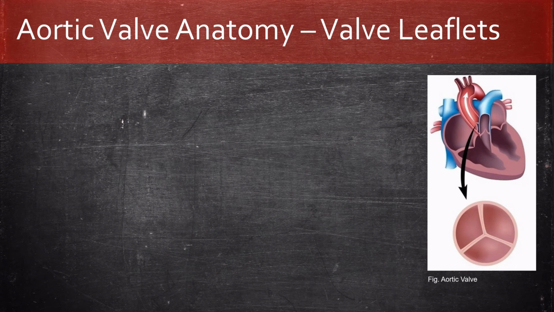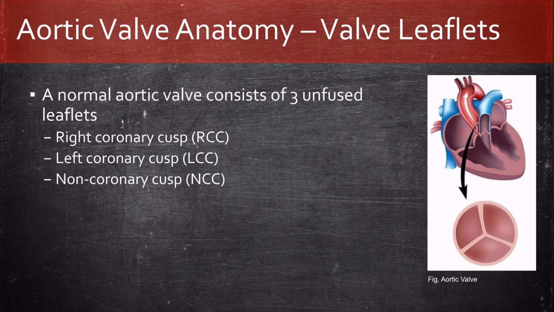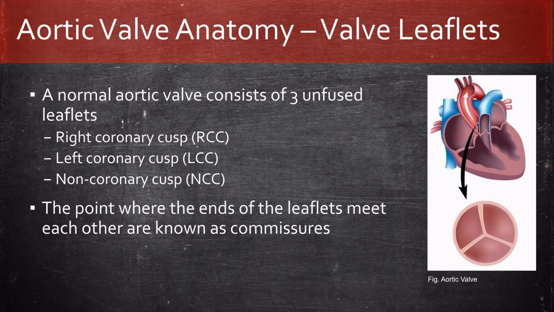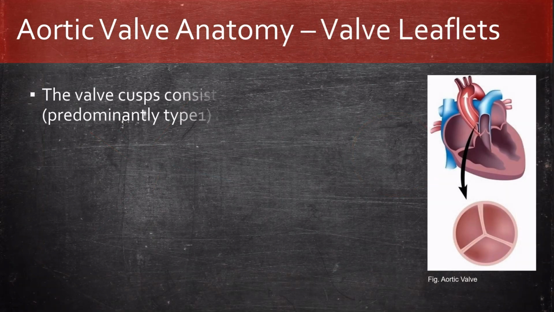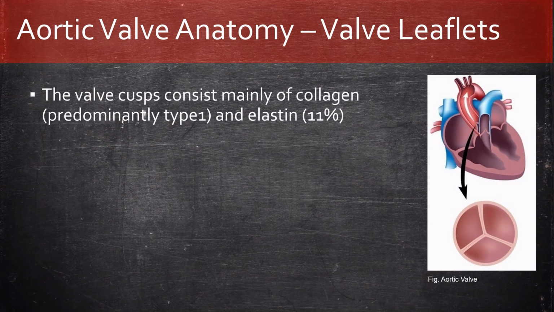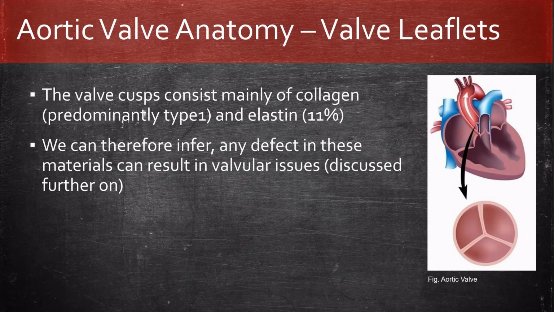We know that the normal aortic valve consists of unfused leaflets: the right coronary cusp, the left coronary cusp, and the non-coronary cusp. The point where the ends of the leaflets meet are called the commissures. These valve cusps consist mainly of collagen and elastin, therefore defects in these materials can result in problems of the aortic valve, such as in Ehlers-Danlos and Marfan syndrome.